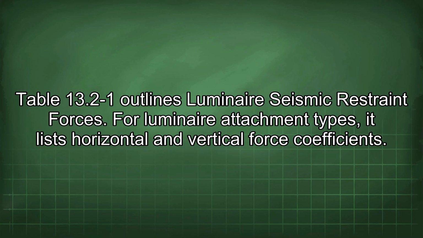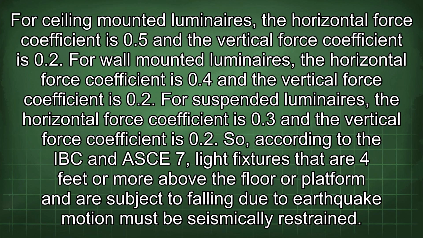Table 13.2-1 outlines luminaire seismic restraint forces. For luminaire attachment types, it lists horizontal and vertical force coefficients. For ceiling-mounted luminaires, the horizontal force coefficient is 0.5 and the vertical force coefficient is 0.2. For wall-mounted luminaires, the horizontal coefficient is 0.4 and the vertical is 0.2. For suspended luminaires, the horizontal coefficient is 0.3 and the vertical is 0.2.